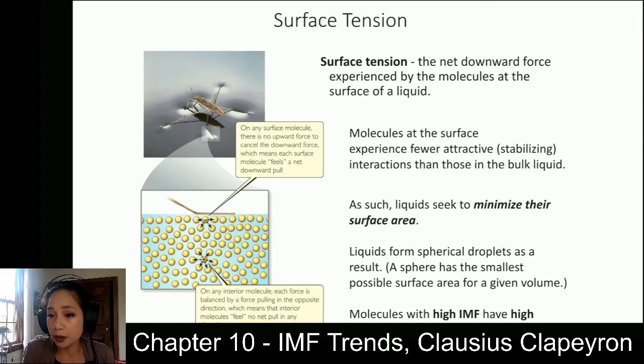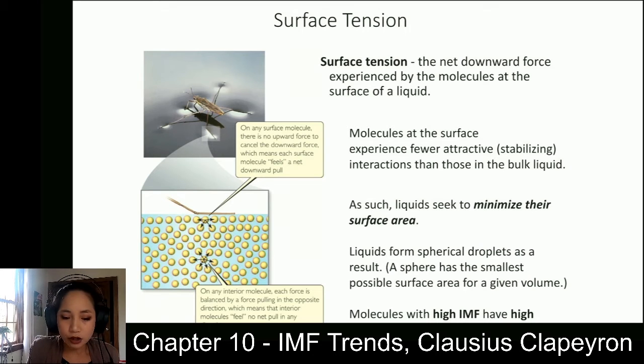Another physical property that we can relate to intermolecular forces is surface tension. The straight definition of surface tension is the net downward force experienced by molecules at the surface of a liquid. So where we observe surface tension of a sample is always at the surface of a liquid. At the surface, there are no molecules above that sample. The bulk of the sample is below the surface.